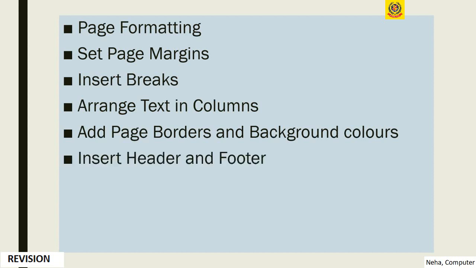And then we will learn how to insert header and footer. Header is text that appears at the top of every page in a document. And footer is the text that appears at the bottom of every page in a document. For a header, we can put the title of the document or file name. For a footer, we can insert a page number or some date. These types of things we can add in the header and footer.